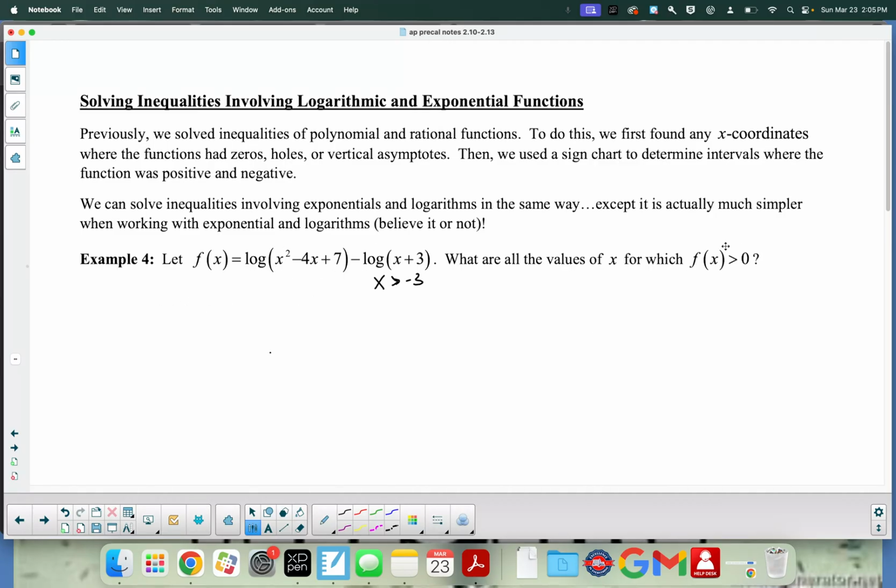So they want to know where this is greater than 0. This is a subtraction, which means I'm dividing my pieces. So x squared minus 4x plus 7 over x plus 3 must be greater than 0. So that means I need to basically solve this.